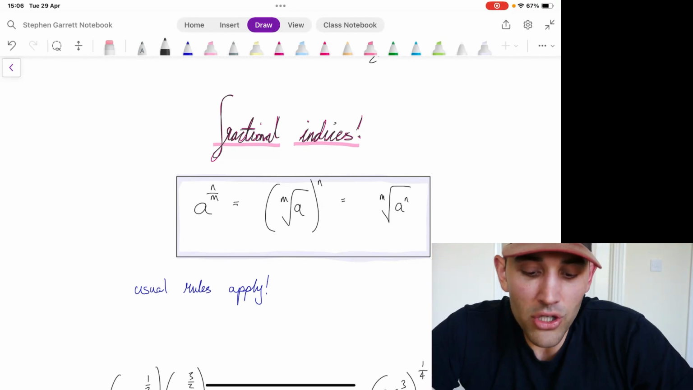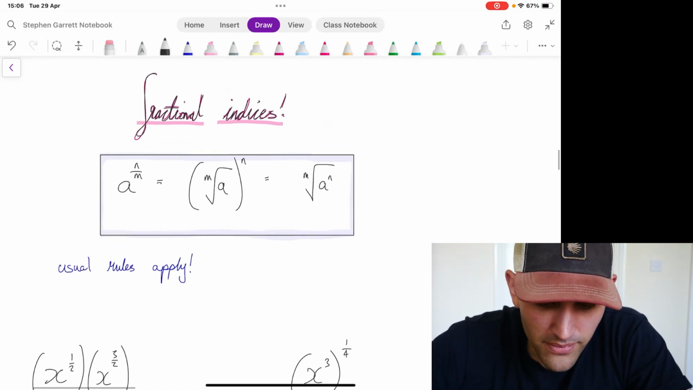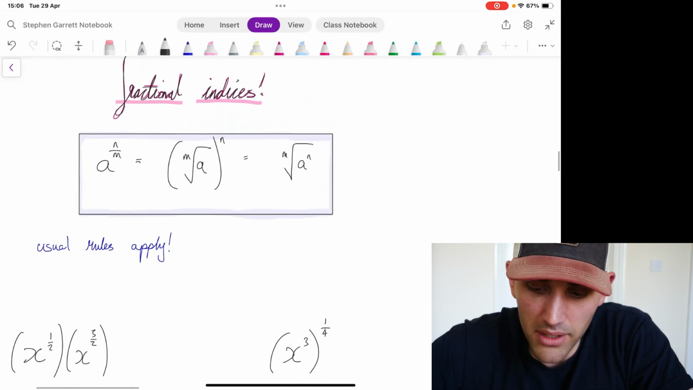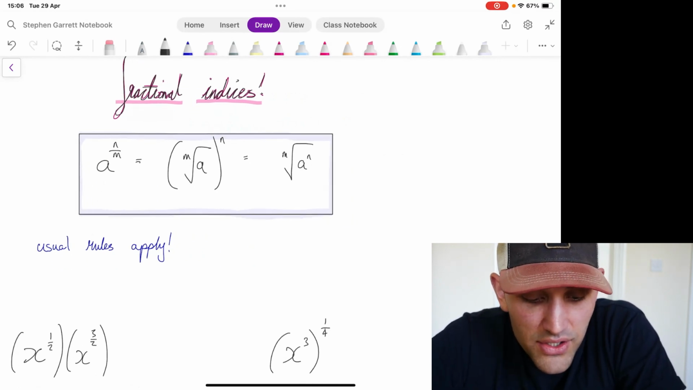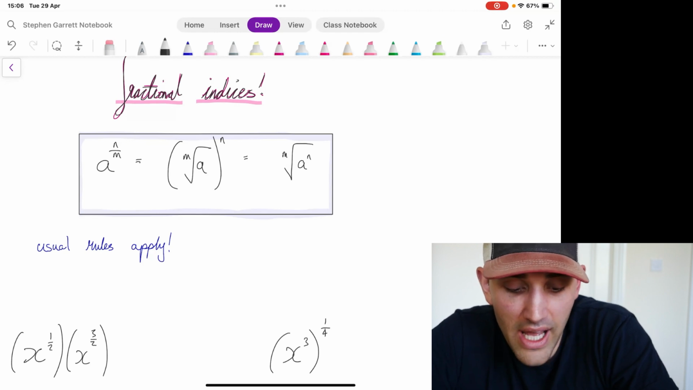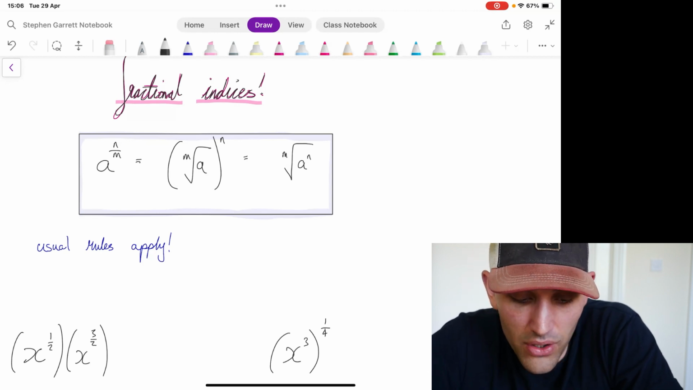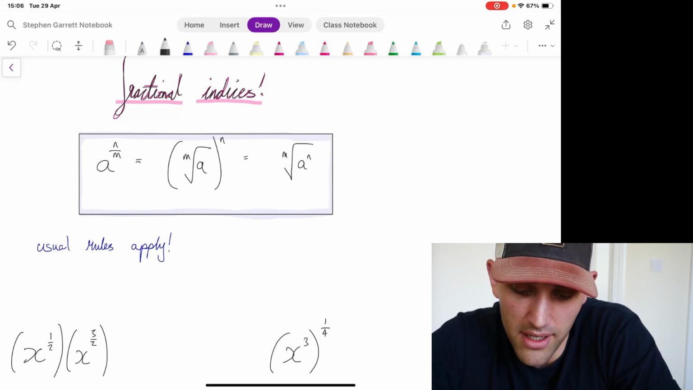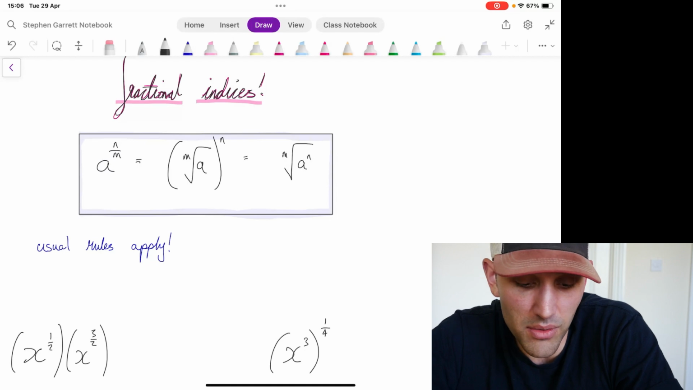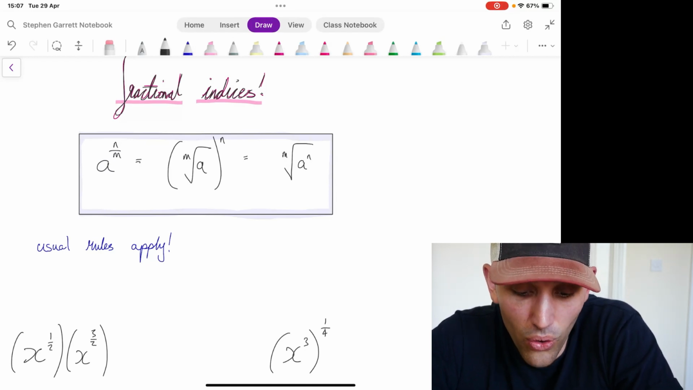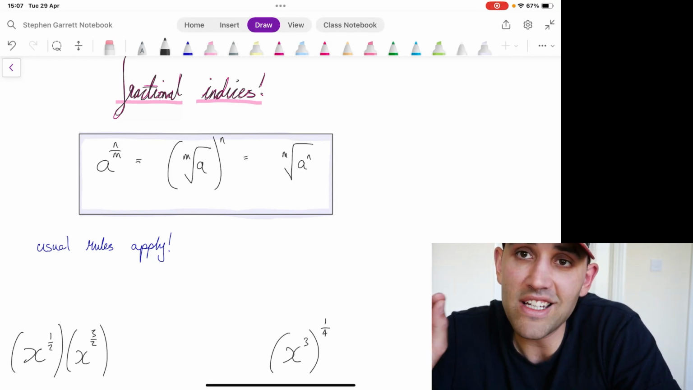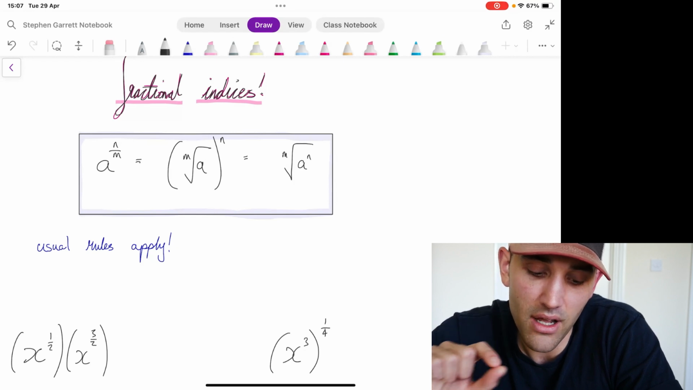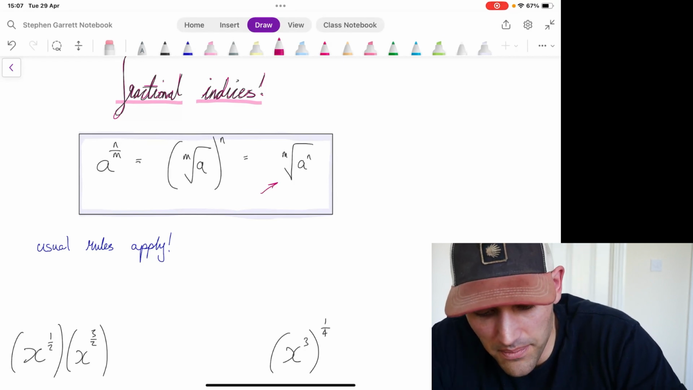Okay, so we've got a new rule, and this is that rule. Here we go. If I have a number a raised to a fraction n over m, that is equivalent to the mth root of a raised to the power of n, which is also equivalent to, so we can raise that whole root to the power of n, or I can take the mth root of a and raise a itself to the power of n. So these two statements are equivalent.